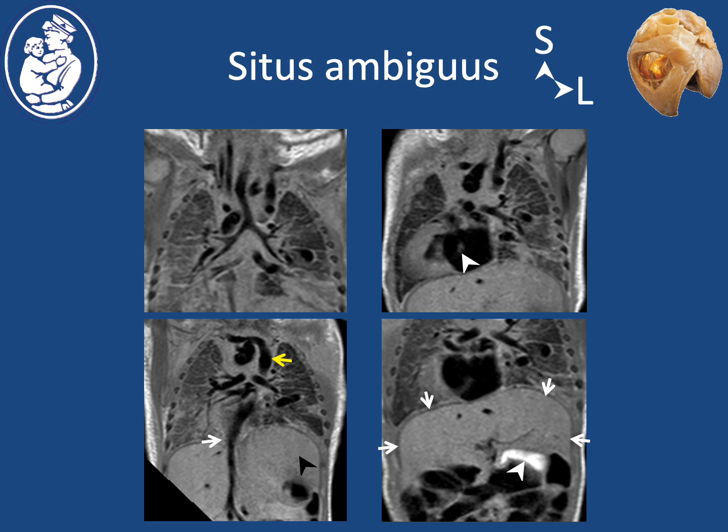In the right lower panel, the white arrows outline a large liver that extends all the way from the right abdominal wall to the left, characteristic of a symmetrical liver with relatively equal right and left lobes, often seen in heterotaxy syndrome. Also note the white arrowhead indicates a left-sided gallbladder.